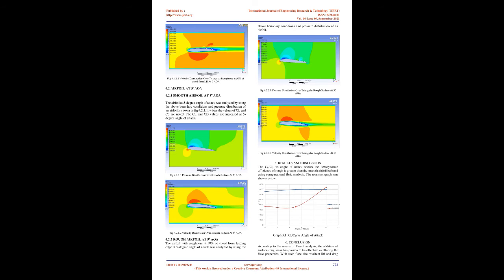The airfoil at 0° angle of attack was analyzed by using the above boundary conditions, and pressure distribution of an airfoil is shown in Fig 4.1.1.1, where the values of CL and CD are noted. The design of smooth and rough surface airfoil has been analyzed in Fluent Analyzer. Workbench 14.0 version has been used for analyzing. Rectangular domain is set for 30 mm. The boundary conditions such as inlet, outlet, and wall have been set. Fine meshing is done for accurate results. The velocity is given as 32 m/s. The solution is allowed to run for 200 iterations.